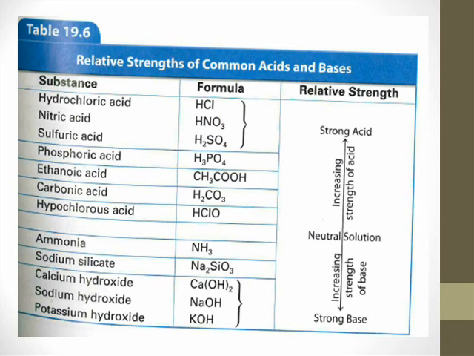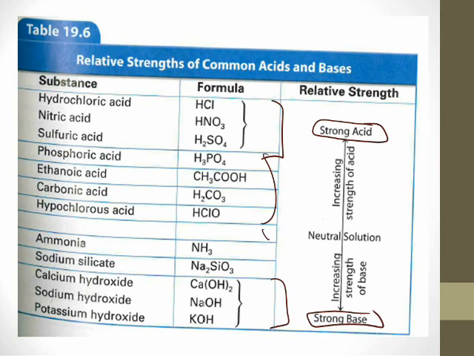Now, acids and bases are not all the same. Some are very strong and some are very weak. Some are moderate. And remember, the lower the pH, the stronger the acid. The higher the pH, the stronger the base. And here we have some very strong acids over here, and here we have some very strong bases, and some weaker acids and weaker bases.